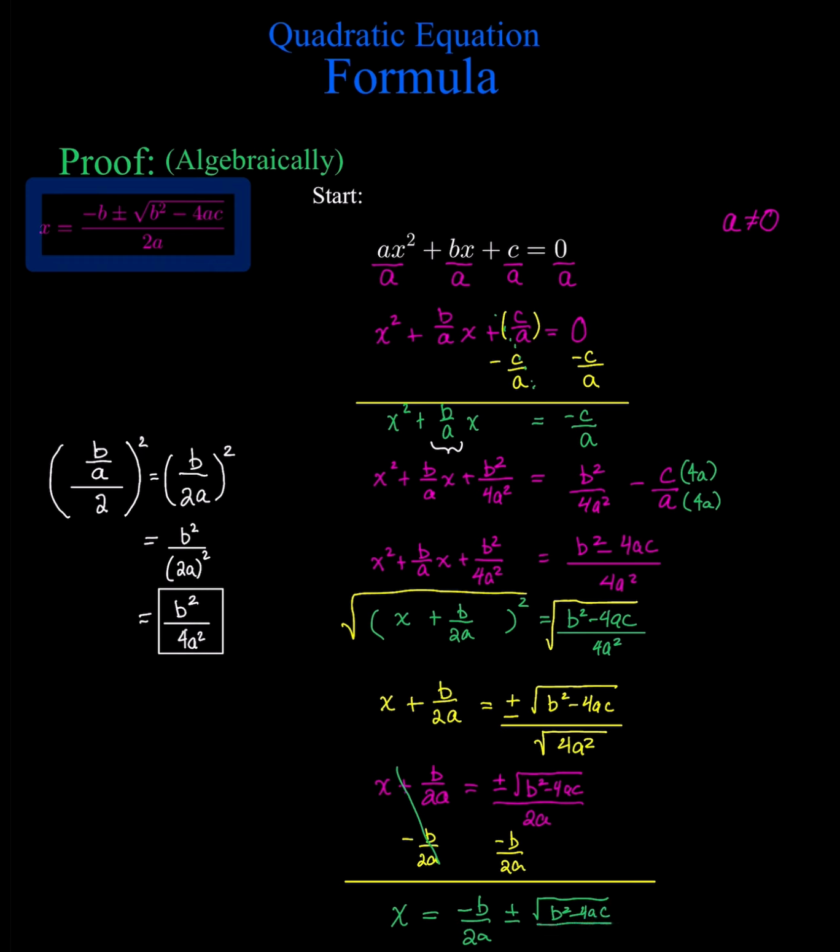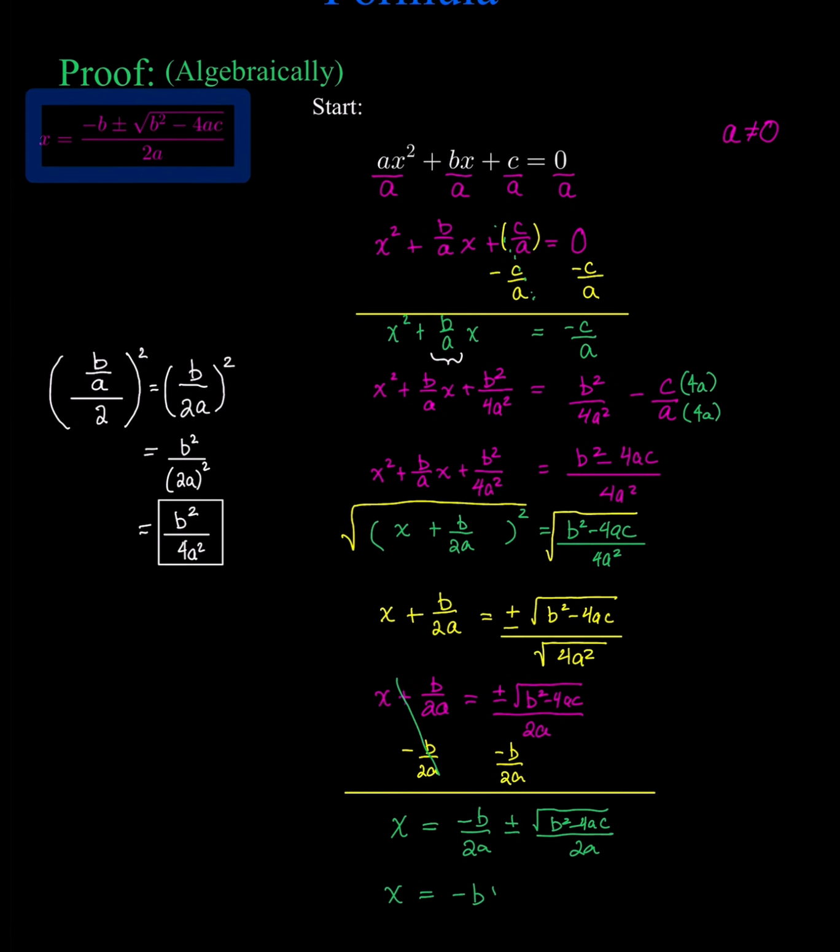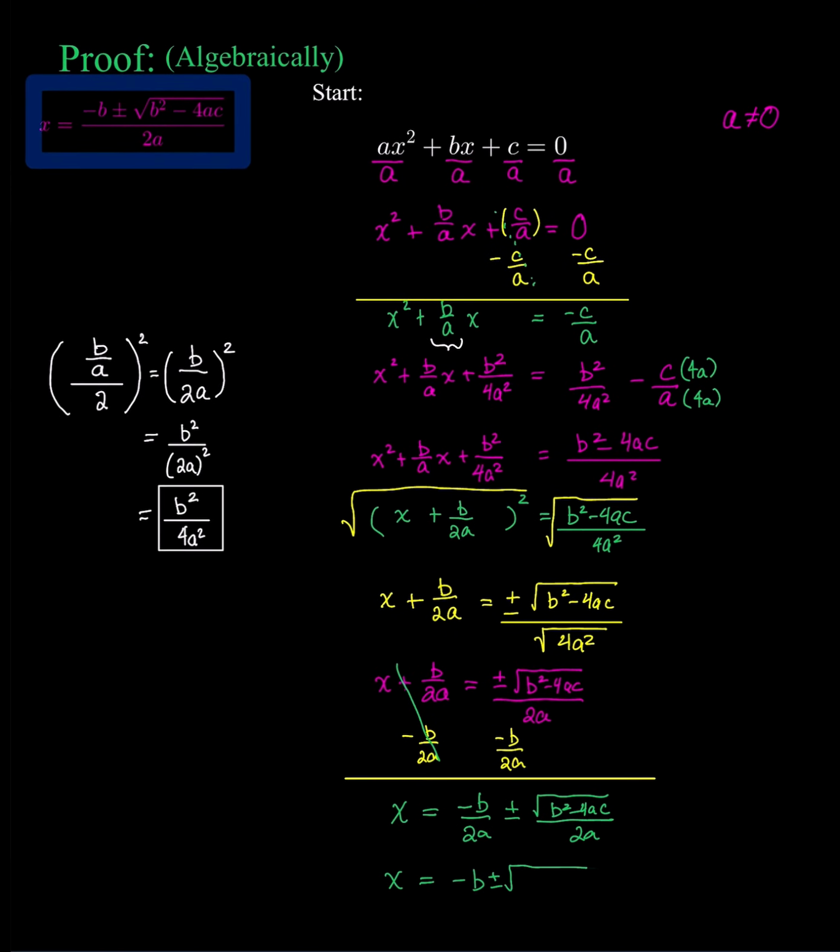Now notice those two denominators are indeed the same. So therefore, we can go ahead and just write them as one denominator. So negative b plus minus the square root of b squared minus 4ac over 2a. And there you go. There you have it. You have the quadratic formula equation that we need. And that's it.